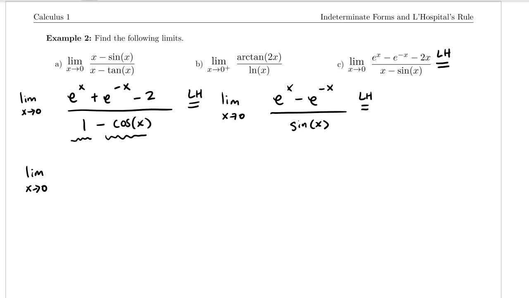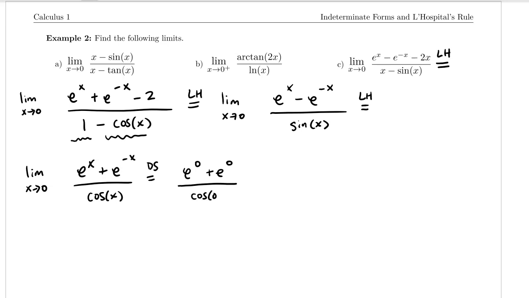So the derivative of e to the x is e to the x, and then I'm going to have plus e to the negative x over cosine of x. And that's going to equal, if we use direct substitution now, e to the 0 plus e to the 0 over cosine of 0. And e to the 0 plus e to the 0 is 2, and cosine of 0 is 1. And finally, we get that our limit is 2.